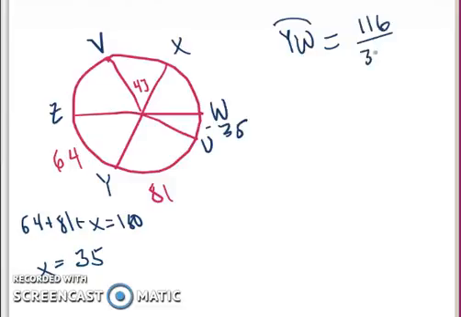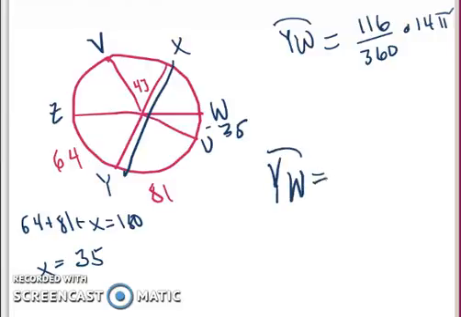I'm going to put it out of the total 360. And then it says that the diameter is 14, so that's going to be the circumference of 14 pi. Okay? And when you plug that into your calculator, 116 divided by 360 times 14 pi, we're going to go ahead and get 14.17. So the arc length is going to be 14.17.